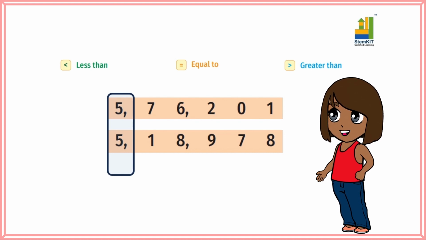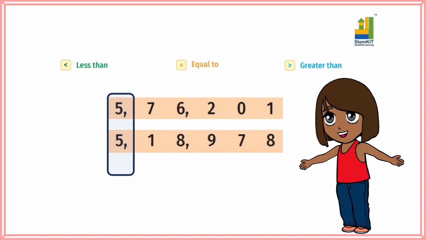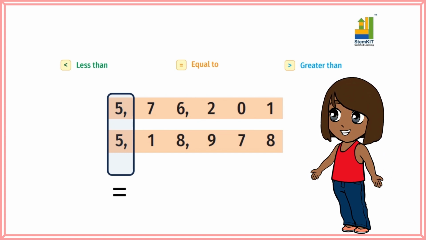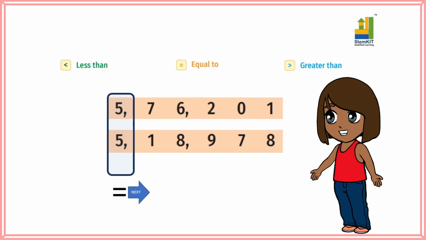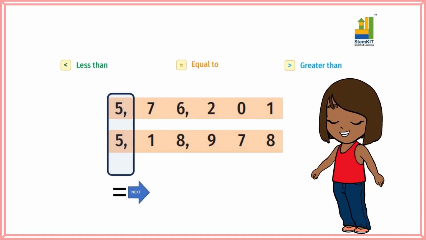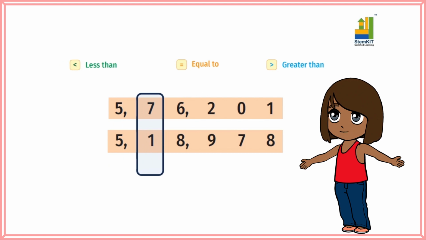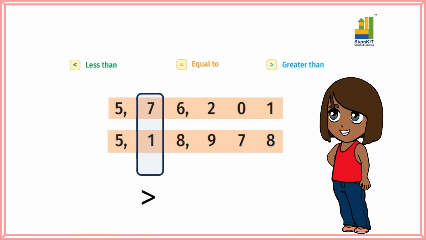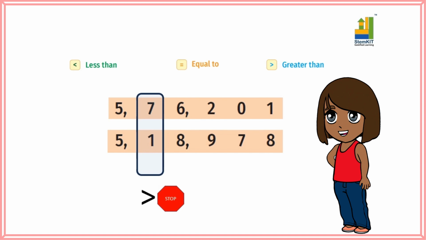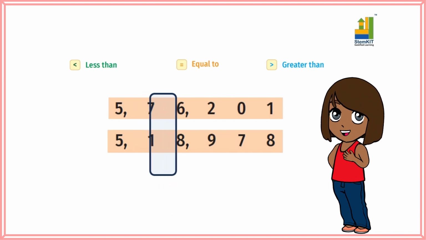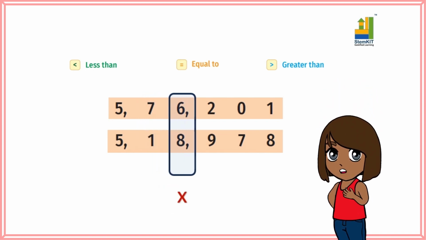Back to the example. Here the digits in the lakh place value are equal. So we proceed to the next step and compare the digits in the next highest place value, the 10,000s. Here 7 is greater than 1. Which means the number with 7 in 10,000 place value is greater. Remember, do not go to the next steps of comparing other numbers. Comparing the rest of the digits is entirely unnecessary.